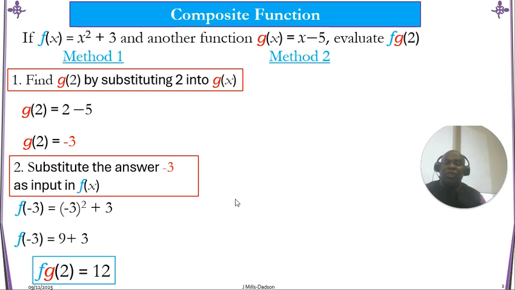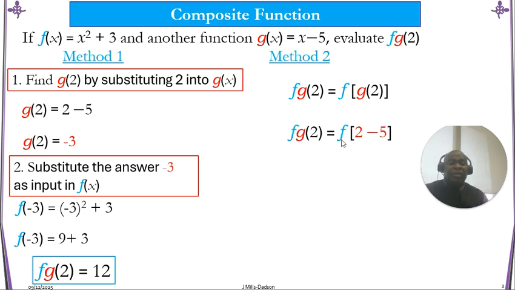The next one is where you do all in one. So let's see how we do all in one. fg of 2 actually means f of the whole function g of 2. Then it means that we are going to do the g of 2 separately in this bracket. So as you see, x minus 5 is the g function. So in place of x, we put a 2 there. So it becomes f of 2 minus 5. Then we evaluate what is in this parenthesis or bracket.